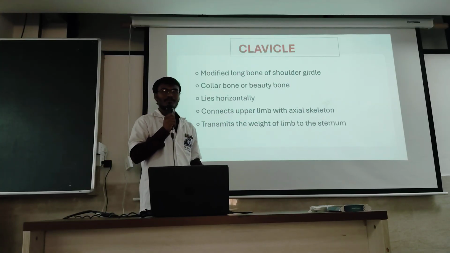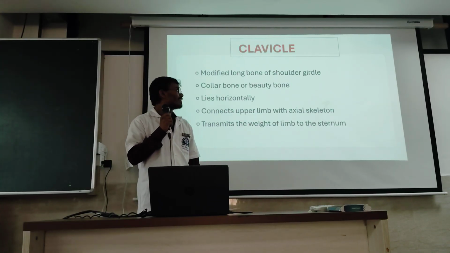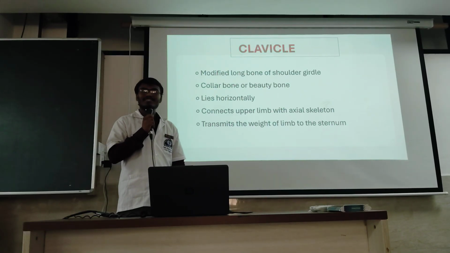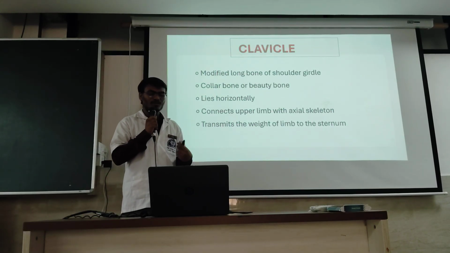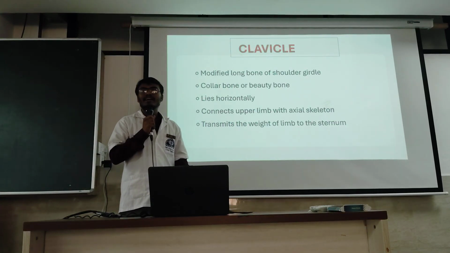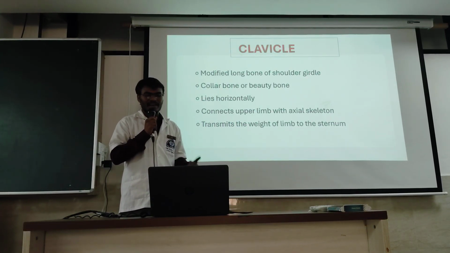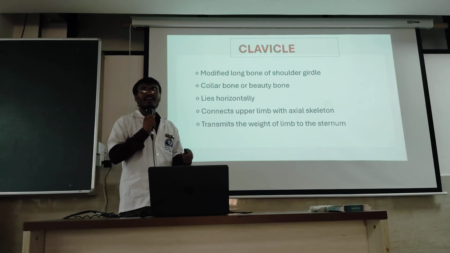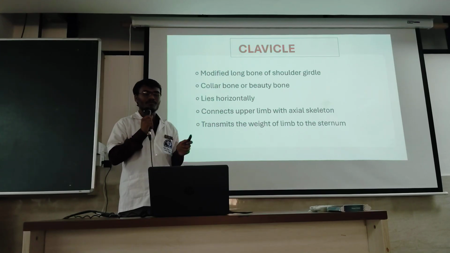Clavicle is a modified long bone of the shoulder girdle. It is also known as collarbone or beauty bone. It lies horizontally in the root of the neck. It connects the upper limb with the axial skeleton by joining the sternum medially and scapula laterally. It helps in supporting the shoulder, keeping the upper limb away from the trunk, and also the transmission of weight from the upper limb to the sternum.